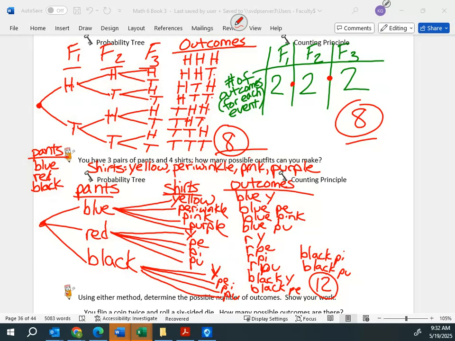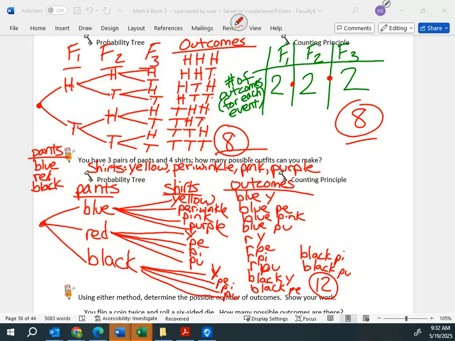How many times can you get tails and heads and tails? 2 tails and 1 head. I would need to do the probability tree to figure that out. How many outcomes are there when you flip a coin 3 times? I can just do that counting principle.